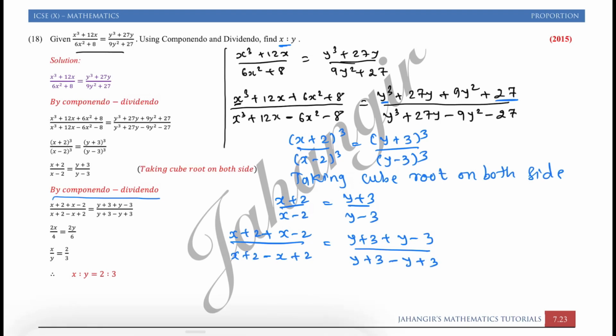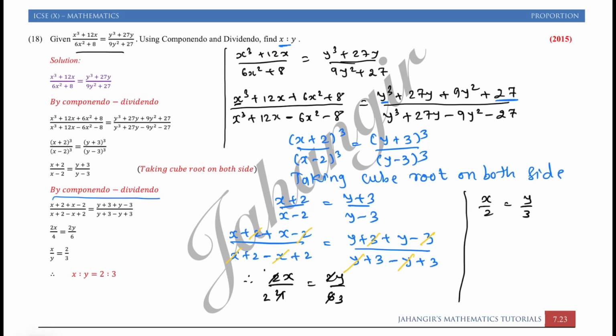So here I need to cancel out plus 2 minus 2, plus x minus x, plus 3 minus 3, minus y plus y. So what is left? Let's write down. So therefore 2x upon 4 is equal to 2y upon 6. We can cancel 2 ones are 2, 2 threes are 6. Okay. So now once you get this term, I am getting x by 2 is equal to y by 3.